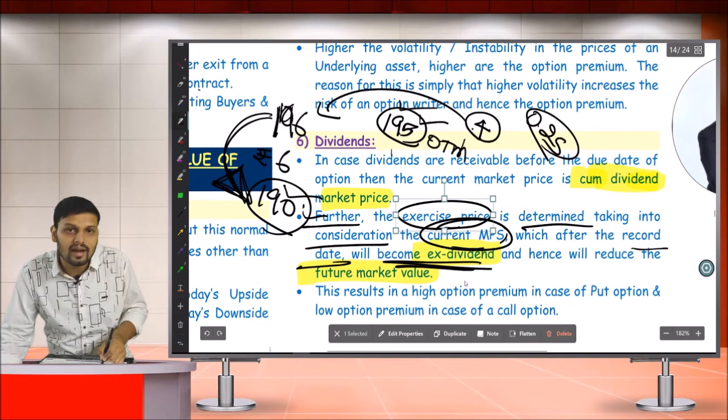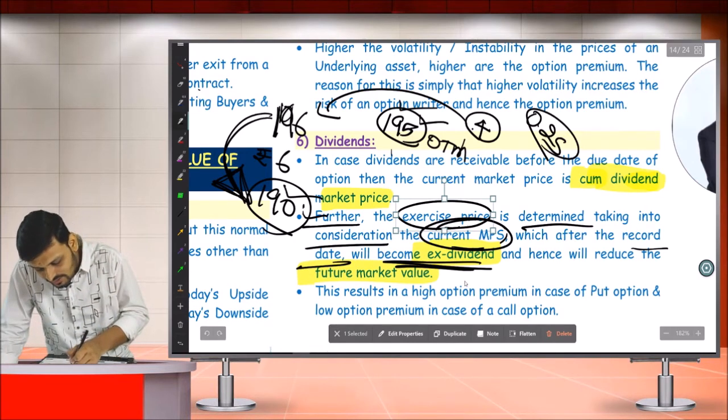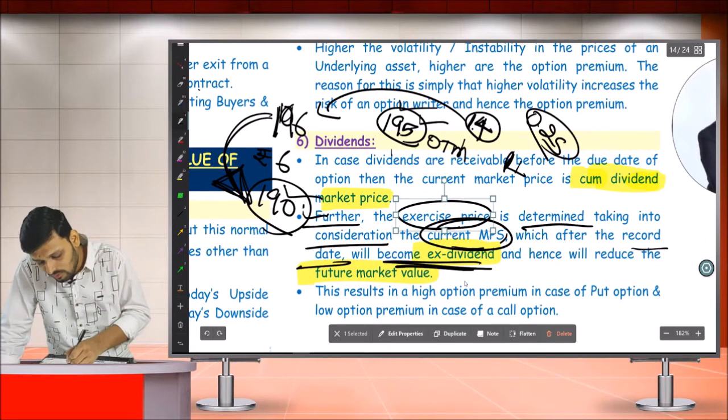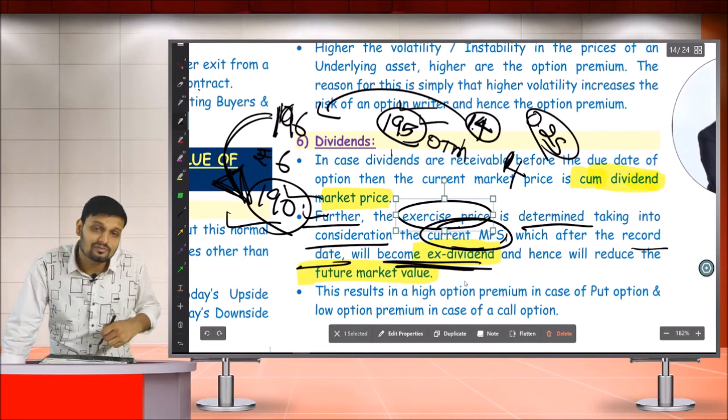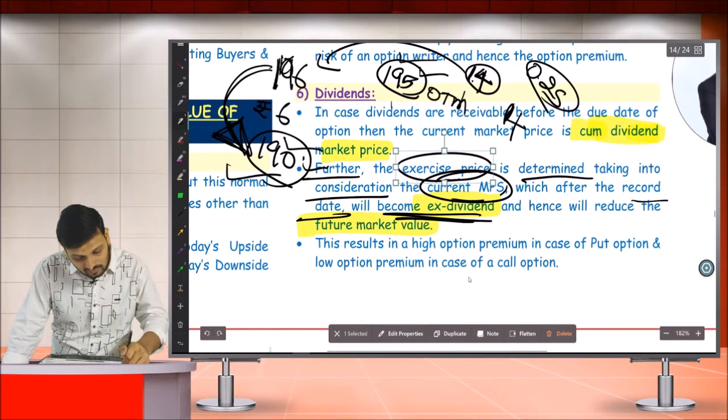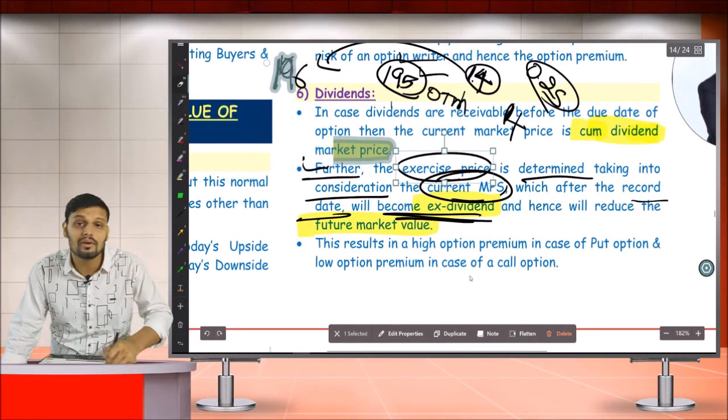195 and it goes down to 190 out of the money call option. Earlier I used to pay say 4 rupees, now I'll pay only 1 rupee. Or earlier I used to pay 14 rupees, now I'll pay only 4 rupees. Why? Because after dividend the price will come down. So that is what the dividends will have effect on the premium.